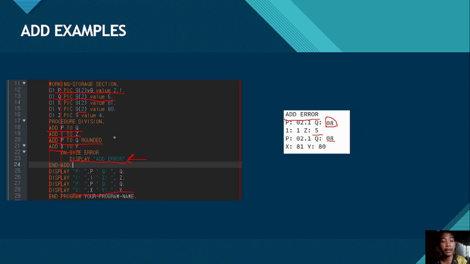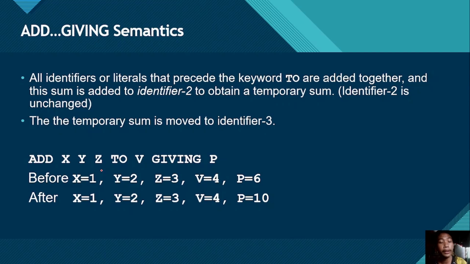Since we cannot store it to the variable y. But if it is 9 parenthesis 3 or the size of 3, then it would not throw an error. So all identifiers or literals that precede the keyword TO are added together, and the sum is added to identifier 2 to obtain a temporary sum.